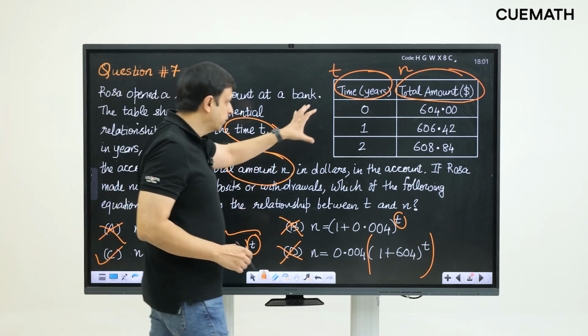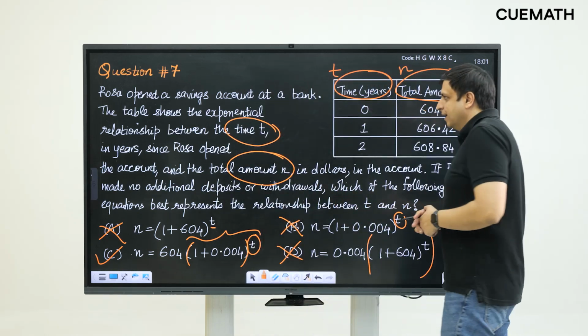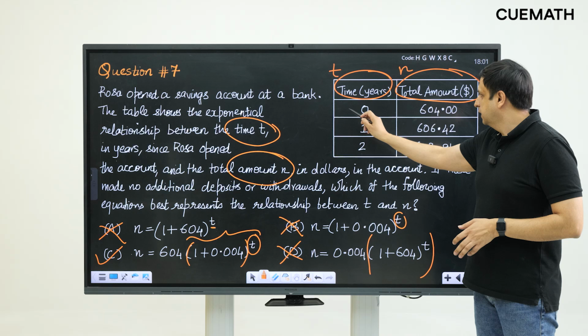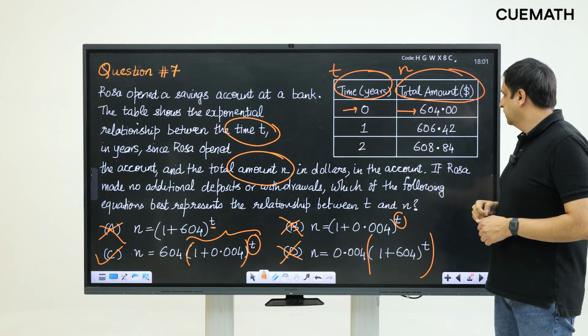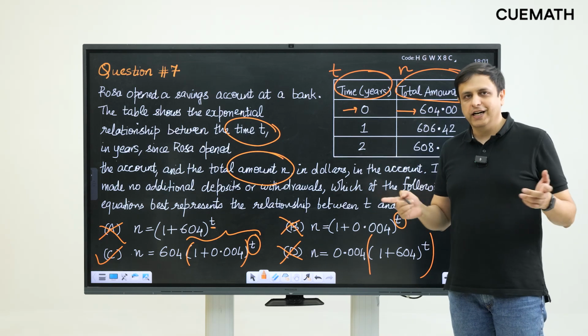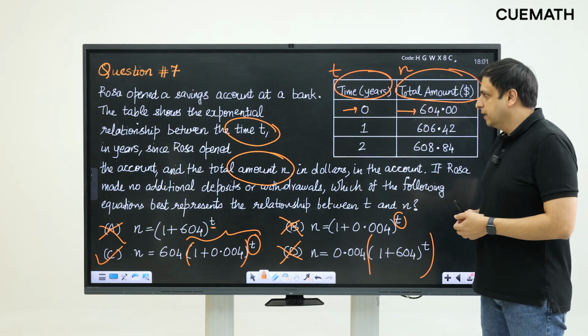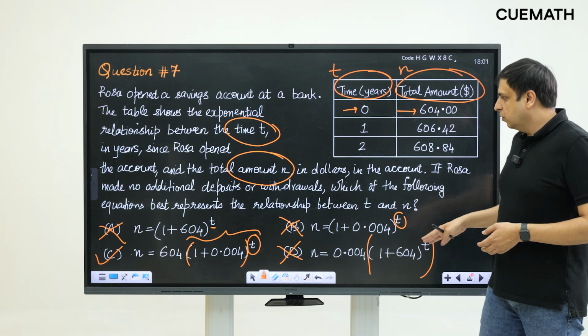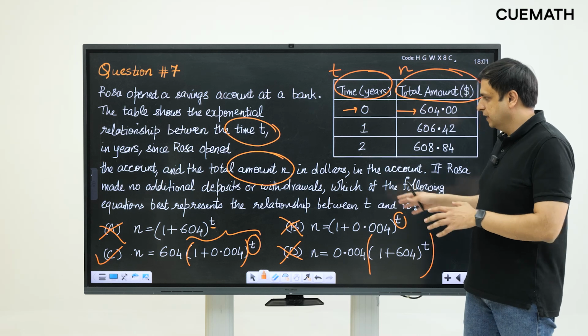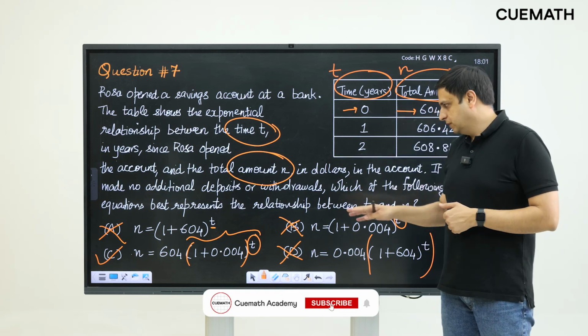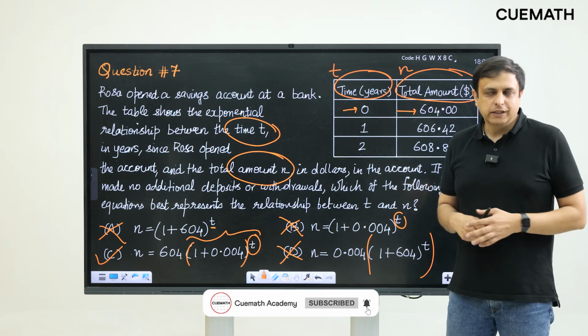So we did not even have to go through the hard work of figuring out the relationship from here. Just by making this substitution, t equal to 0 should give n equal to 604, we were able to figure out the correct relationship among the options given. Now, one call out here is, of course, you are able to do this only because there's a limited set of options given and you need to pick out the right one from that limited set of options, but that is what the test is about.